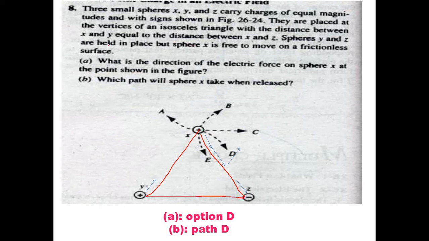The distance between x and y and between x and z is equal. Spheres y and z are held in place, but sphere x is free to move. These two spheres y and z are fixed, but x is free to move. So what is the direction of the electric force on sphere x at the point shown in the figure: A, B, C, D, E?